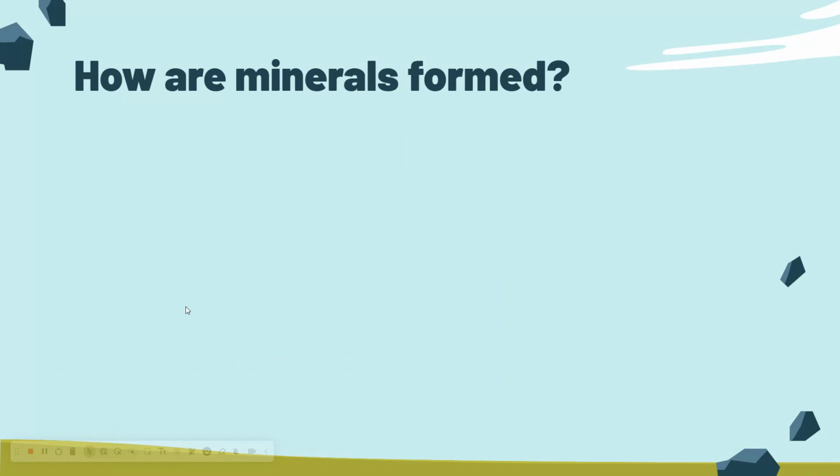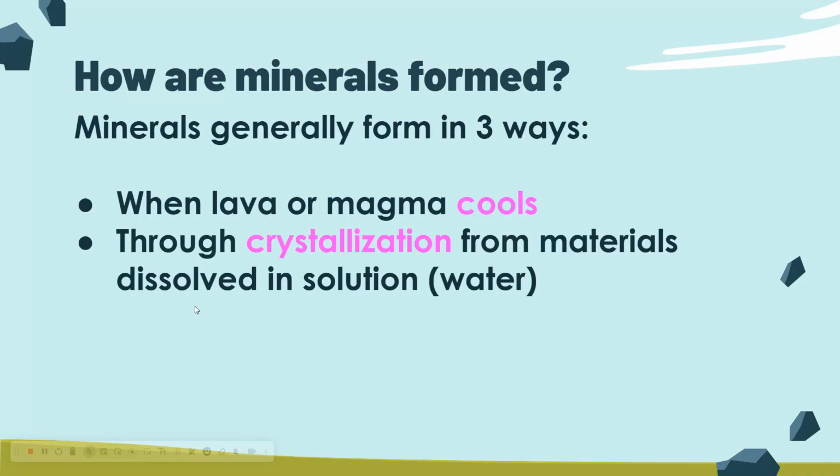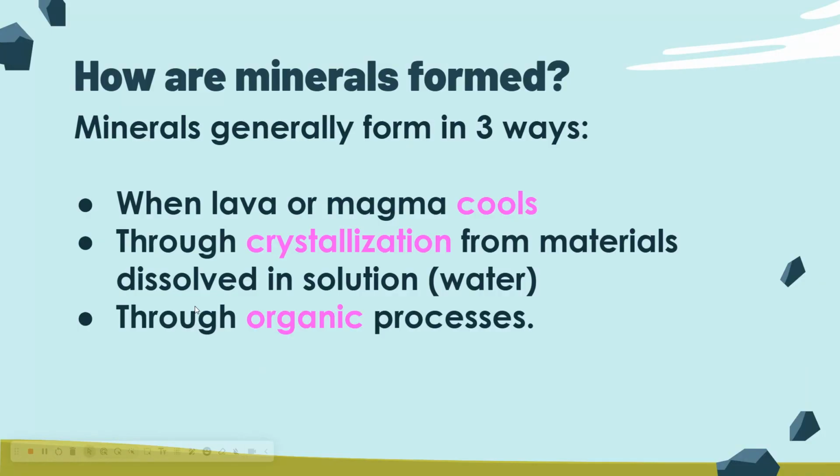They can do that in one of three ways. Number one, when lava or magma cools. Number two, they can crystallize when materials are dissolved in water. And number three, they can crystallize through organic processes. So we're going to start with lava and magma.